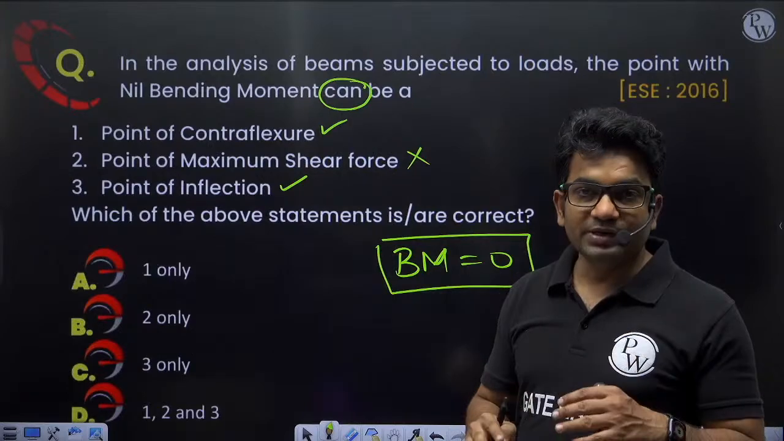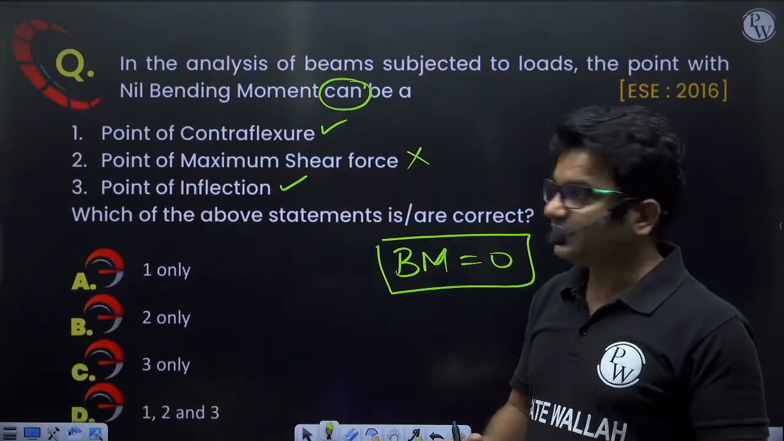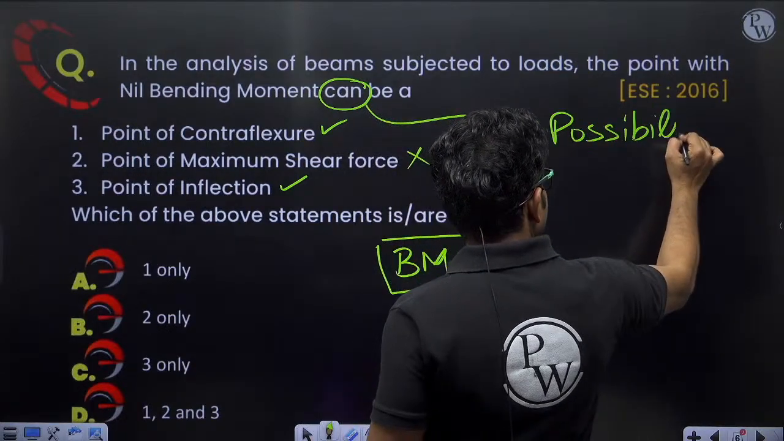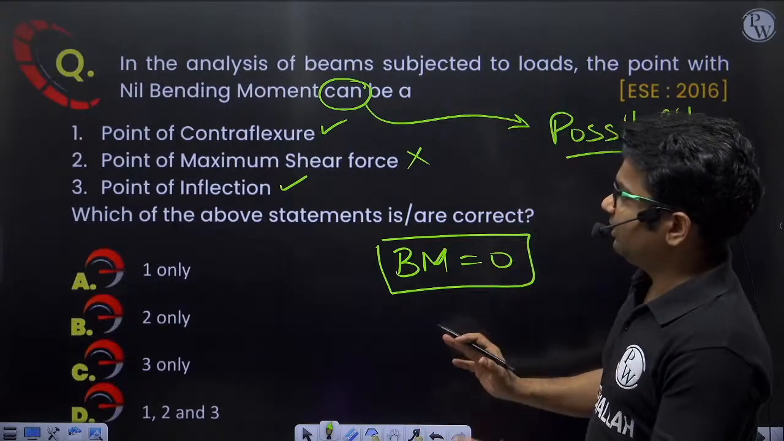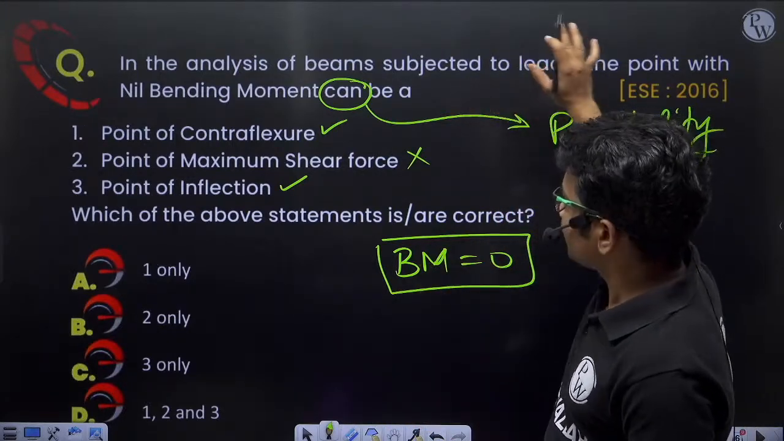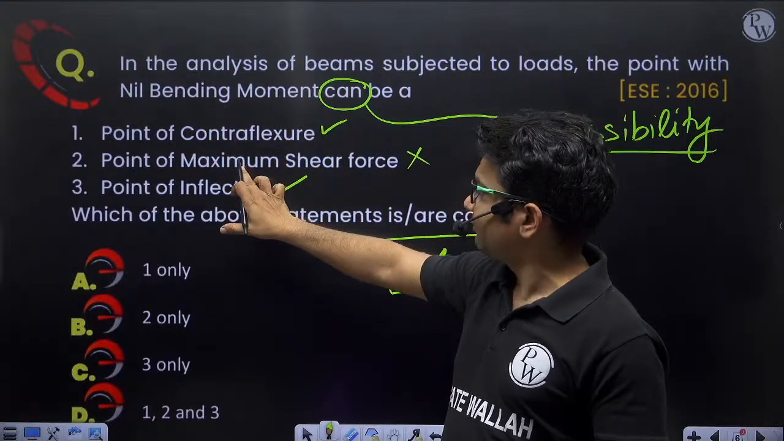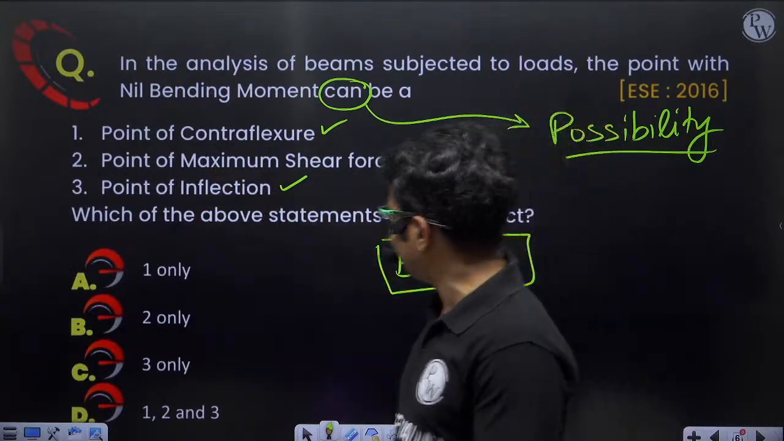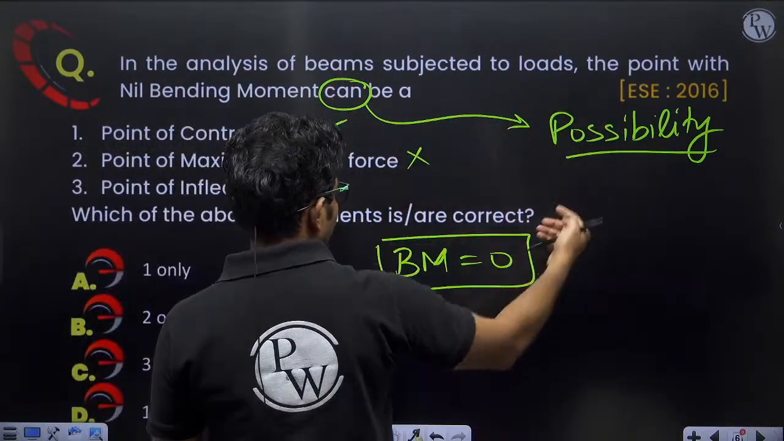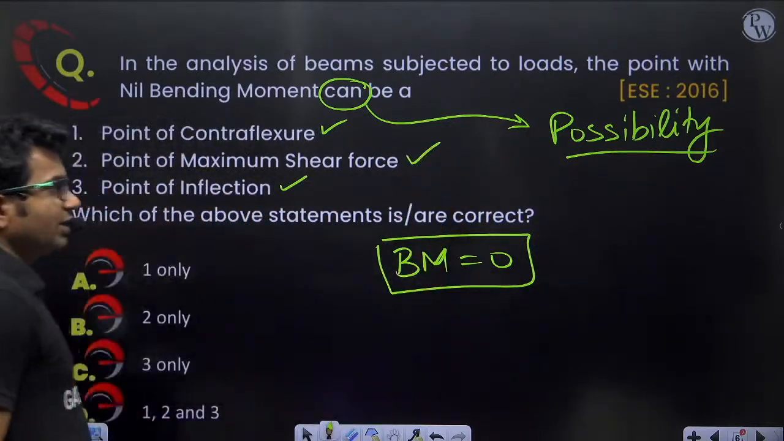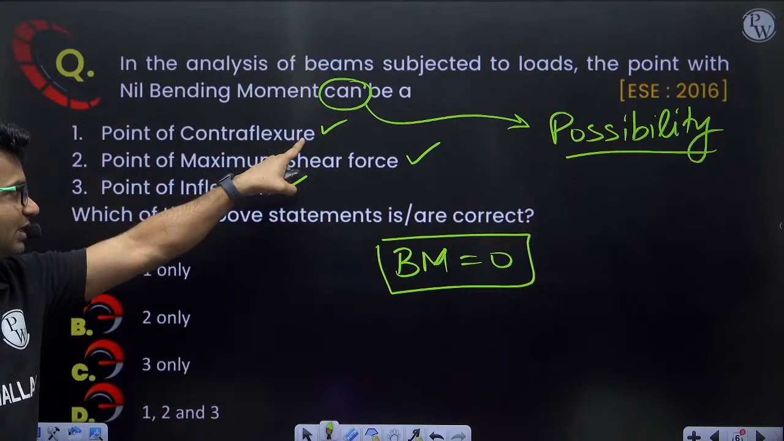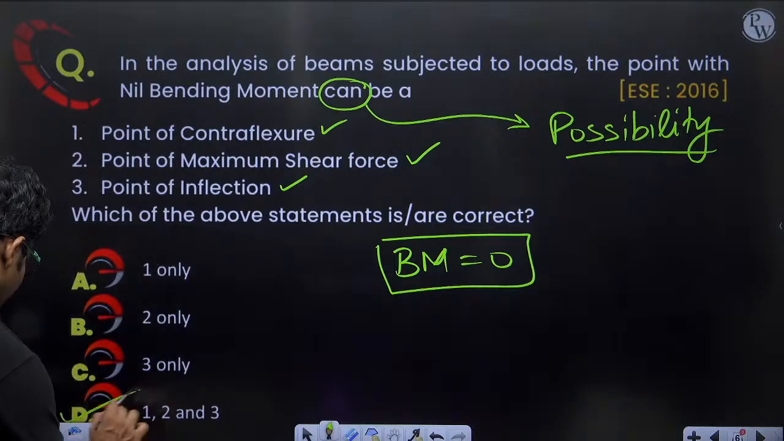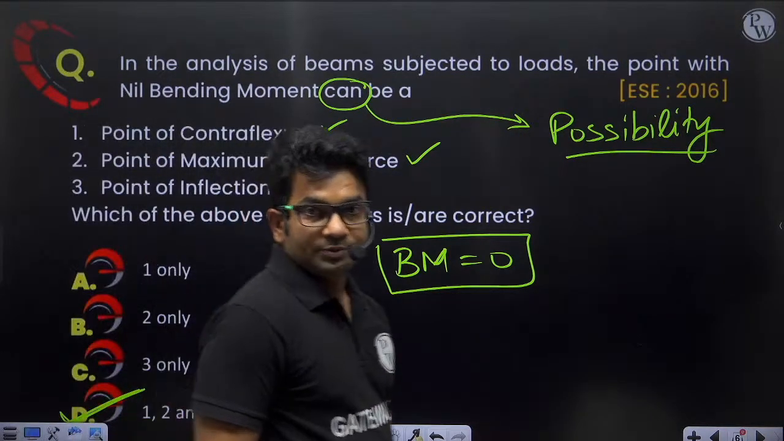But it is saying that it can be. So is there any possibility? Can means it is talking about possibility. Is it possible that a zero bending moment point will have the point of maximum shear force? Yes, it can happen. It is a possibility, so this is also correct. It doesn't always happen, but it is a possibility. So the correct answer will be 1, 2, and 3. So in this question, option D is the correct answer.